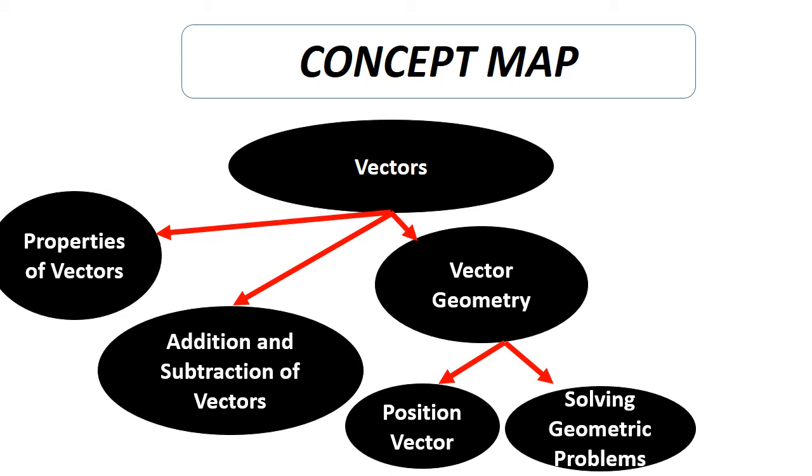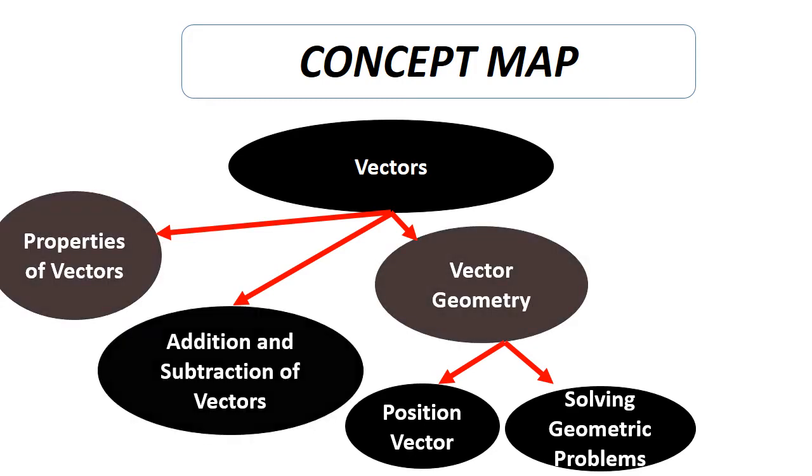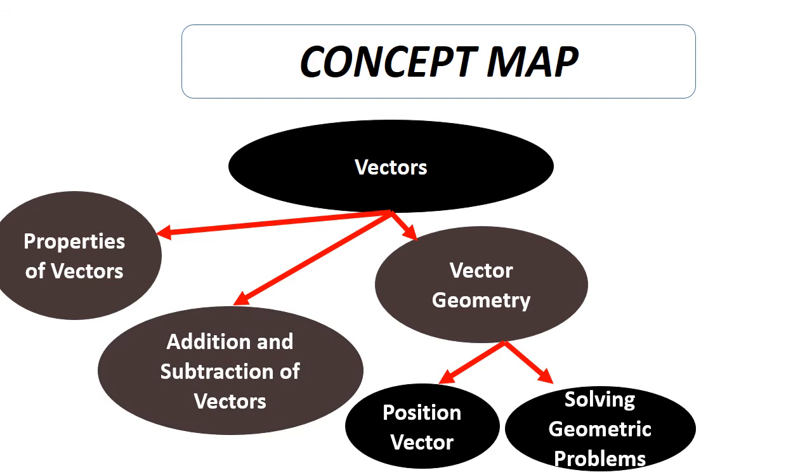Welcome to the last part of vectors. In the first video, we looked at properties of vectors, vector geometry, addition and subtraction of vectors. In this video, we're going to take a look at position vectors and, of course, column vectors, and geometric problems, which are paper 2 type of questions.